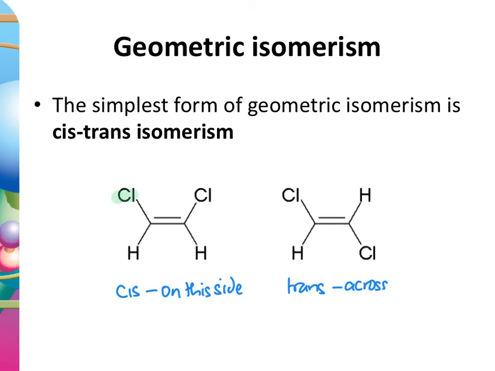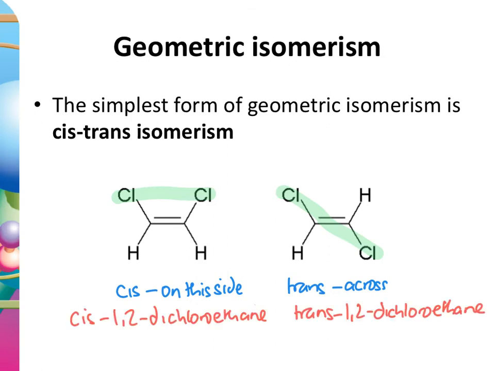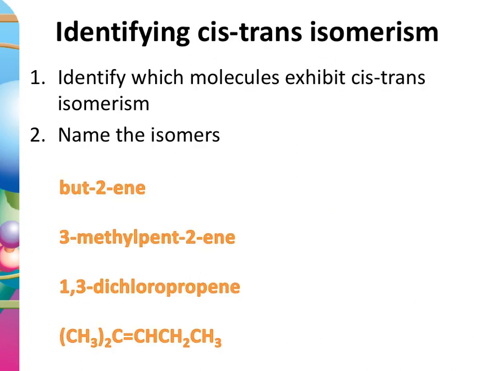So if the groups are on the same side, then we call that cis isomerism, and if they're across from each other, then we call that trans. So if we were naming these two isomers here, they would be called cis 1,2-dichloroethane and trans 1,2-dichloroethane. So we'd be able to differentiate the two molecules through the use of the cis and the trans at the start of their name.